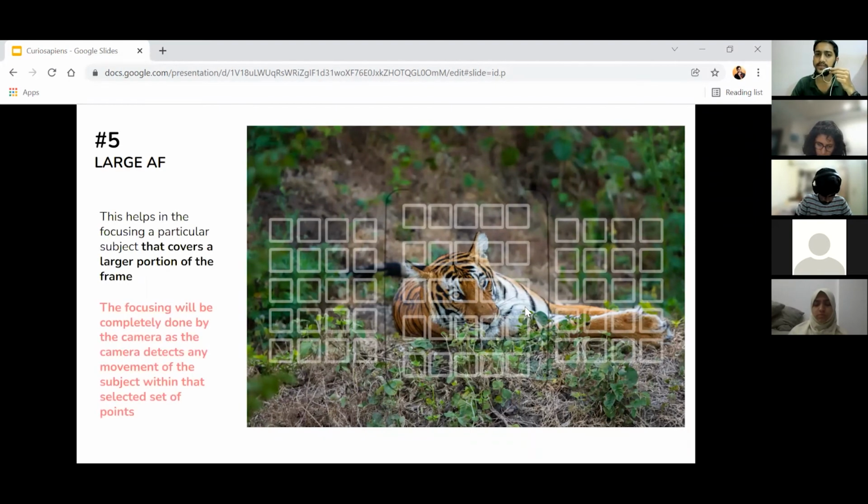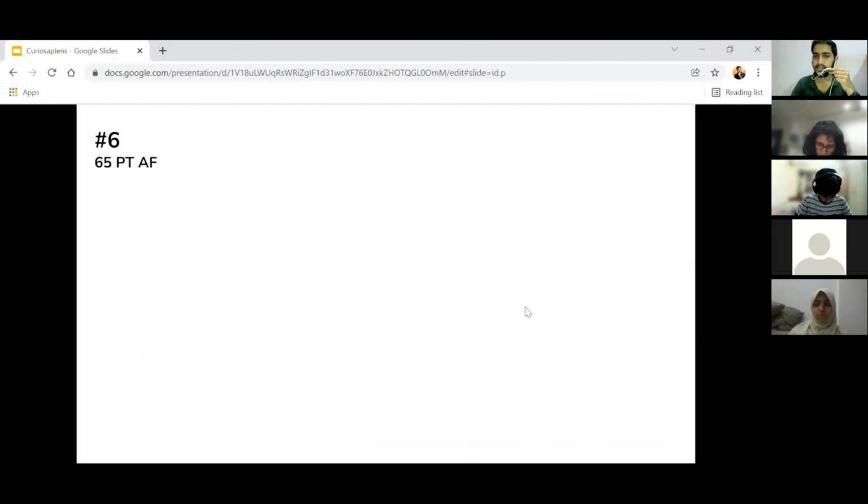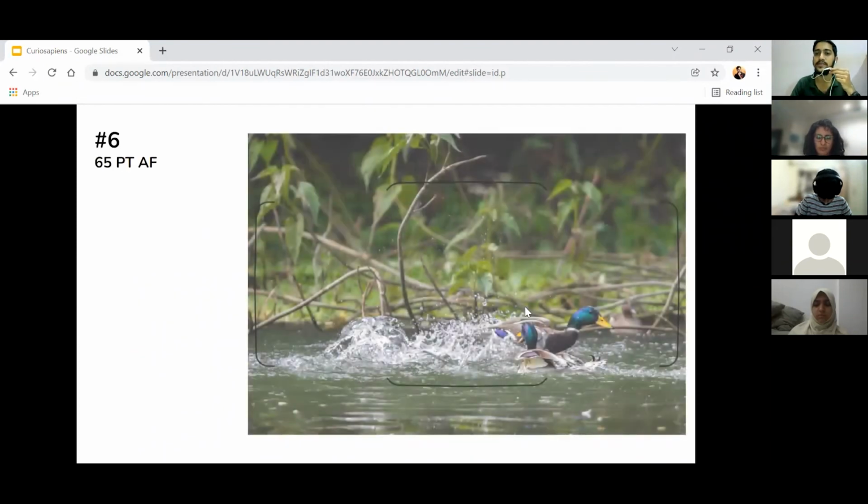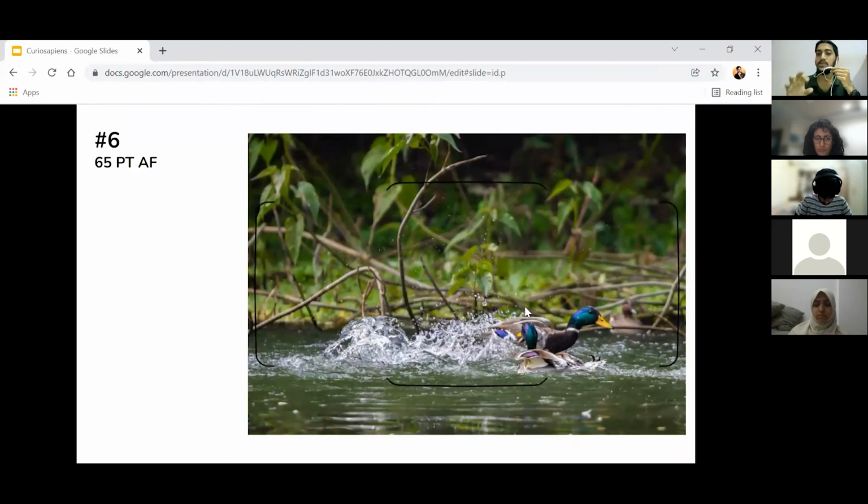And you have something called 65 point AF. There are a total of 65 points on the camera. Consider this moment when these two birds were fighting. We do not know which direction or where they go. They move randomly based on however they want to attack, so judging them becomes a tough task. At this point we use 65 point autofocus, and wherever the subject goes in the frame, the camera will be able to focus on them and the image will be captured.